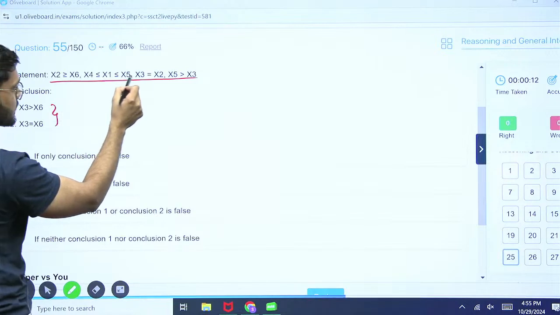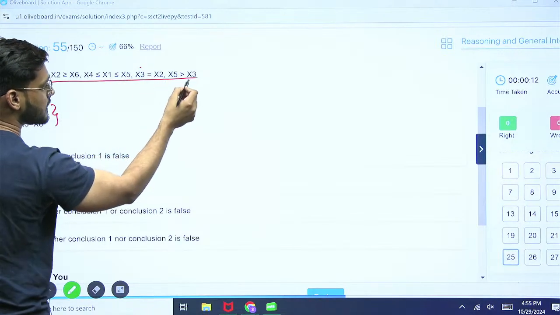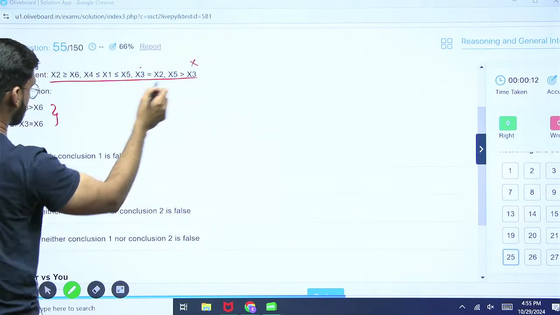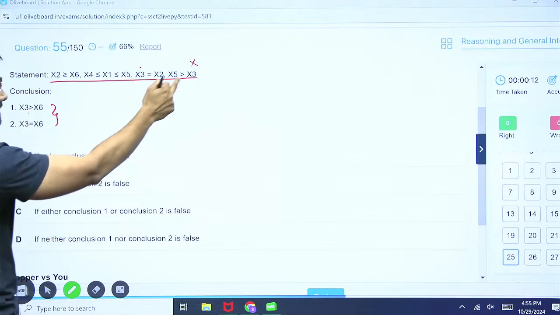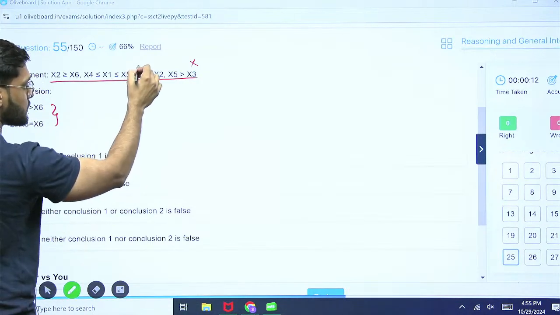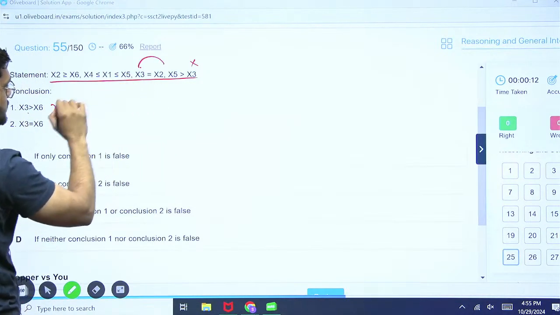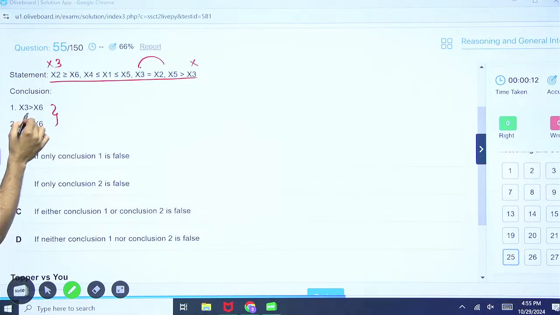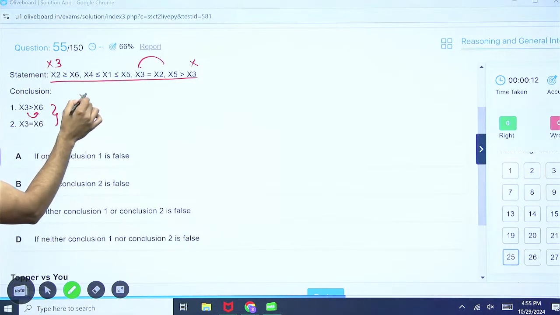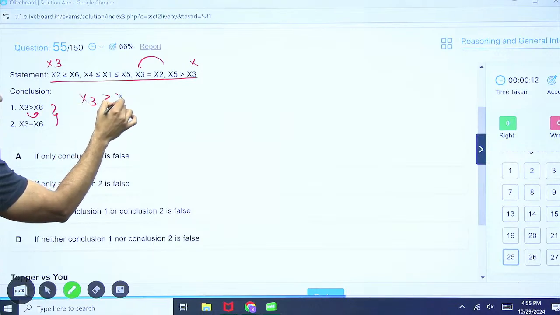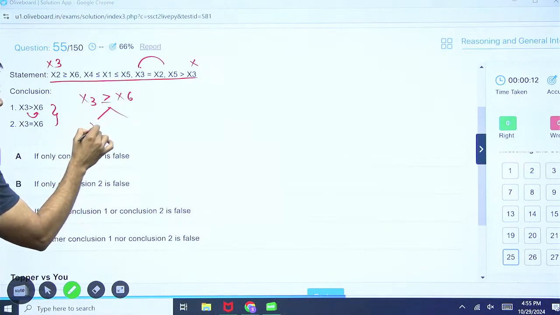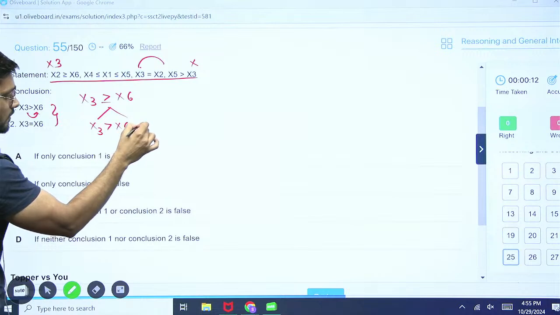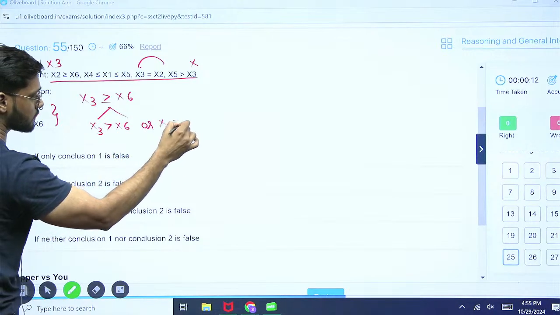There is no single x3, x3 is over here and x3 is over there. We cannot make a relation with this x3 because the symbol is facing towards x3 here and not facing towards x3 there. Let's make it with this x3. x3 is equal to x2, so can I fix x3 over here? And we can see x3 is greater, but here we are getting x3 is greater than or equal to x6, which means x3 can be greater than x6 or x3 can be equal to x6.